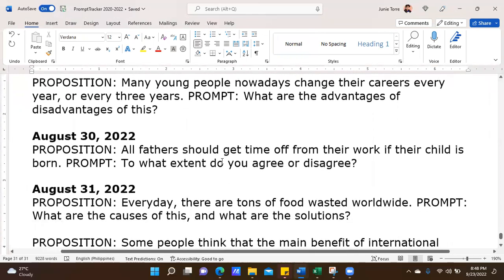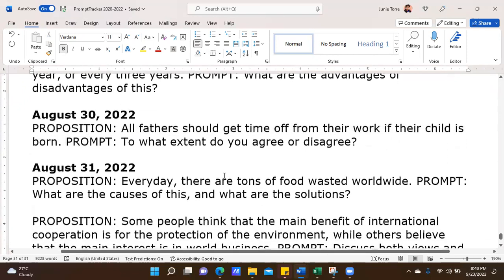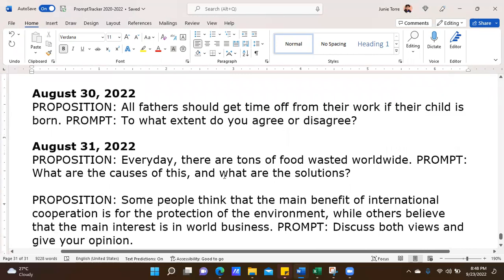All fathers should get time off from their work if their child is born. Yan guys, bakit ba pag nanganganak ang mom, why does she need to leave work? Bakit siya lang mag-aalaga? All fathers should do the same, di ba? That is very cognitive revolution. Equality yon, women's rights yon. It's a women's rights issue, di ba? Yan. Interesting, no?